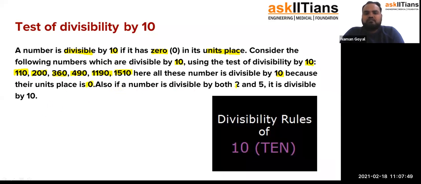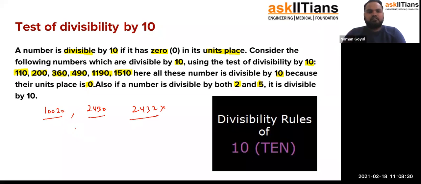Also, if a number is divisible by both 2 and 5, then it is also divisible by 10. So if a number is divisible by 2 as well as 5, then that number is also divisible by 10. So for the numbers which are divisible by 10, the unit digit must be 0. Unit place will be 0. For example, 2430 is divisible by 10. 2432 is not divisible by 10. So we can say that a number which contains 0 at the unit digit is divisible by 10.